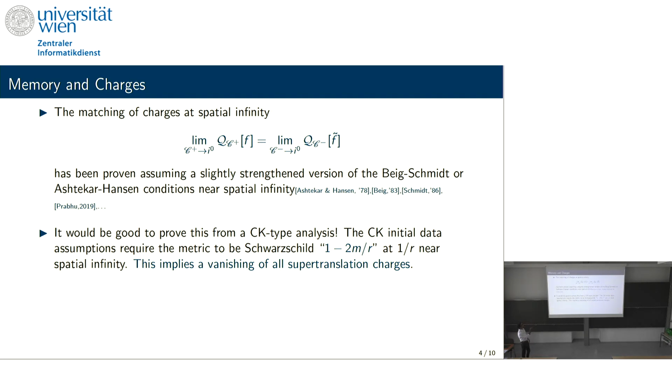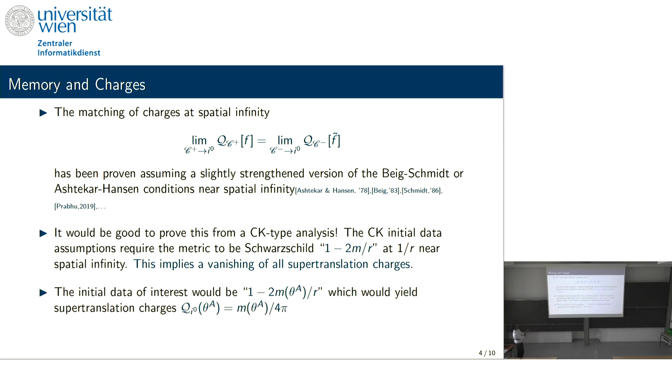Well, the Christodoulou-Klainerman data assumes the metric is exactly Schwarzschild at large distances. And if you run through what these charges are, what you end up getting is that this mass is spherically symmetric, and as a result, all these higher harmonic charges are identically zero in their initial data. Okay? So the matching is trivial in their case because all of the charges vanish. What would be really nice is to consider initial data that's slightly weaker than the one that they were considering, in the sense that now I'm going to let this mass be an arbitrary function of angles. And in this sense, this would yield supertranslation charges that are not zero for your initial data.